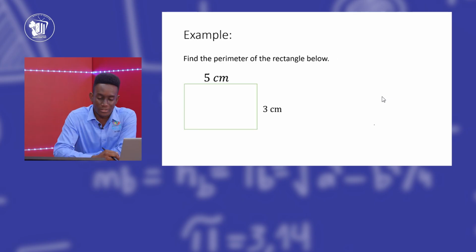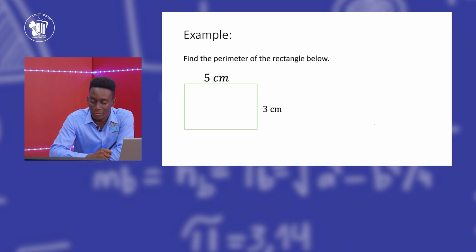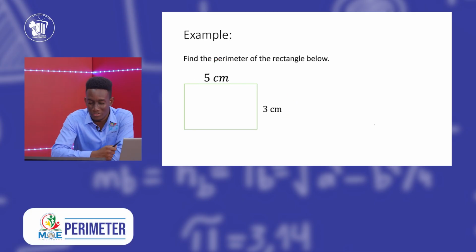So let's go to our first shape. The question is: find the perimeter of the rectangle below. And you see we are given two sides: the length of the rectangle being 5 cm and the width being 3 cm. And we want to find the perimeter of this shape.